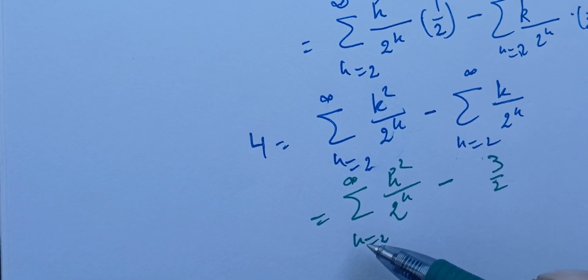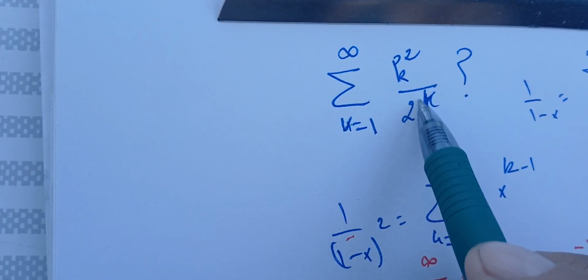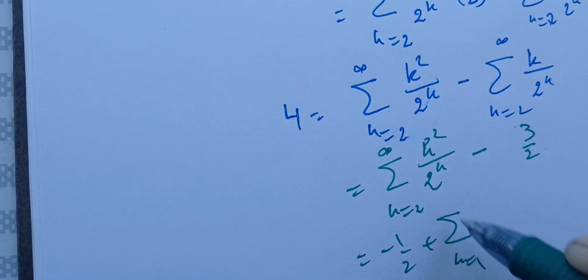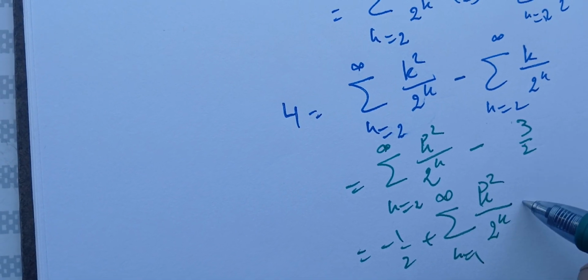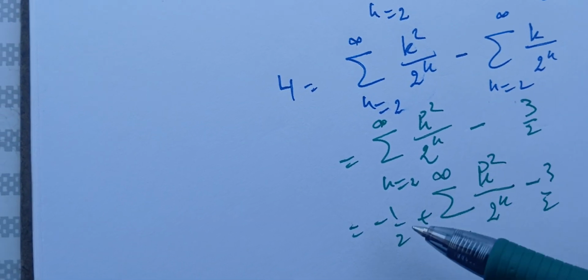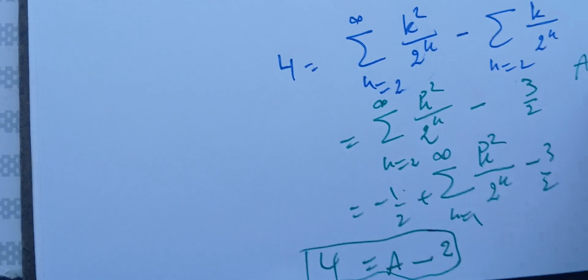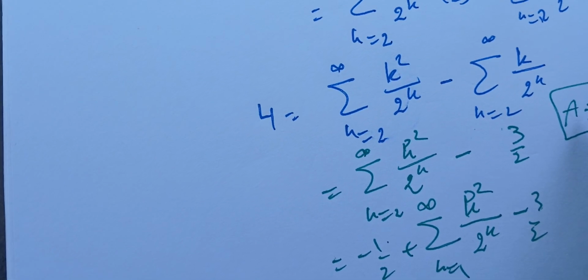For this sum I need k to be from 1, not from 2. When k is 1 here, I have 1/2. So I can just add and subtract 1/2, which will let k go from 1. So k from 1 to infinity of k squared over 2 to the power k minus 3 over 2. Here minus 1/2 minus 3 over 2, I'm going to call this sum a. So a minus 1/2 minus 3 over 2, that's a minus 2, equals 4. Therefore my sum a is just 6. Remember that a is the sum that I'm looking for. So this means that my sum is 6.